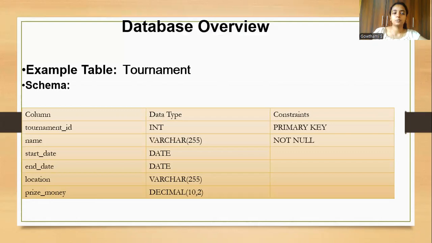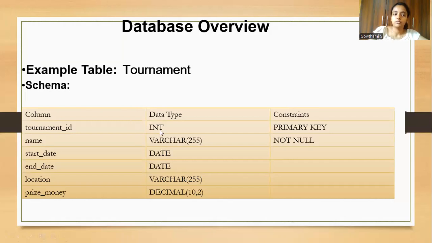So this is a database overview. We are considering an example about the tournament database. We'll be including these details in the table, and then we'll be performing queries on it. In this table, we'll be including the tournament ID, the name, start date, end date, the location, and the prize money. We can also see what data types I'll be including for this too.